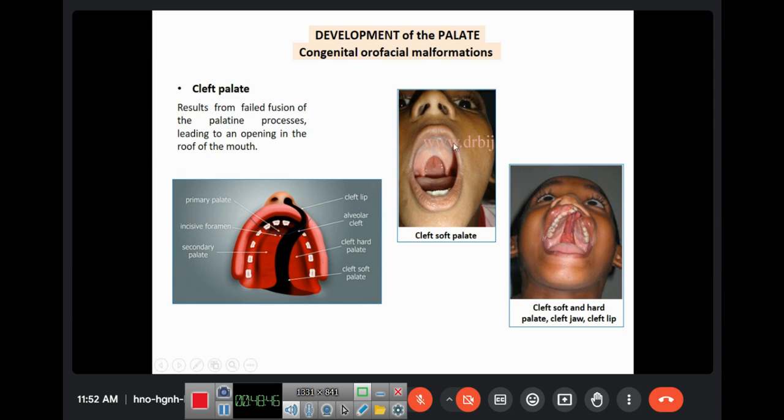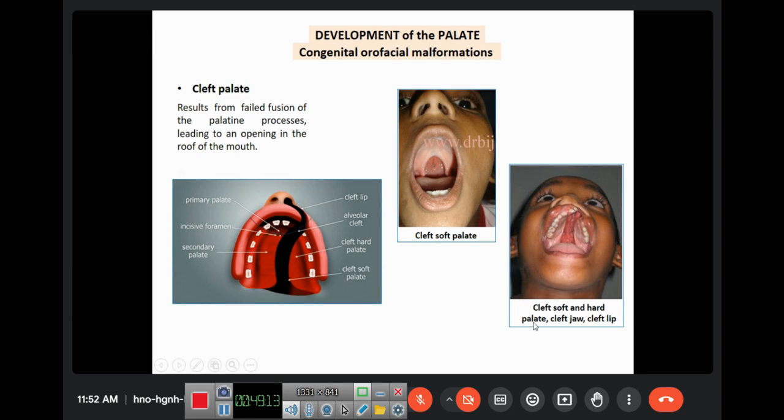So here you see the example of the cleft soft palate. So the soft palate is not fused together, but hard palate is fused. So it is the failed fusion between the left and right palatine processes together in the distal portion, in this part.